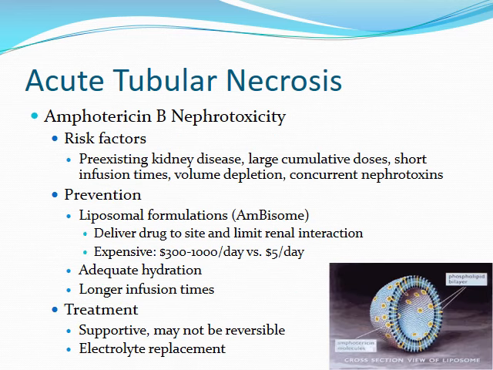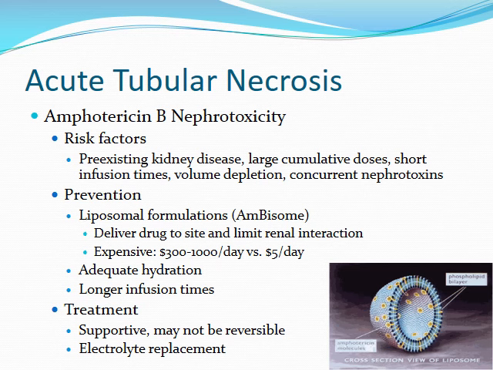So risk factors, obviously, if you have pre-existing kidney disease, that can be a big issue. Large cumulative doses will also put you at risk. If you infuse the drug too quickly, again, it's going to lead to higher concentrations, higher peaks, so that can be a problem. And then obviously concurrent nephrotoxins are an issue, and then the patient's volume depleted as well. Again, it's going to lead to more concentration of the drug in the kidneys. It's going to lead to problems.